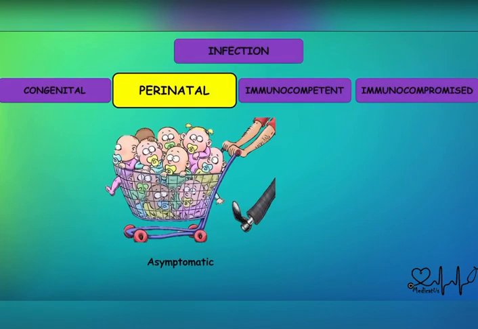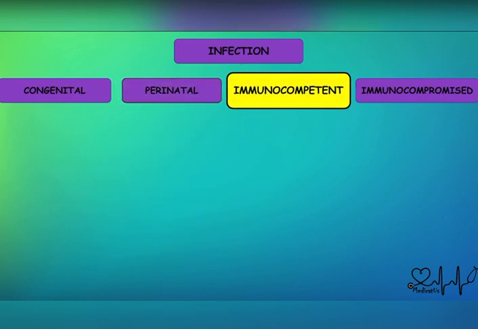Now about perinatal. They are generally asymptomatic, but with time, there are some symptoms. Now moving towards the immunocompetent. There is a glandular fever-like syndrome. It is infectious mononucleosis-like syndrome. Infectious mononucleosis was for Epstein-Barr virus, but for this, it's infectious mononucleosis-like syndrome.